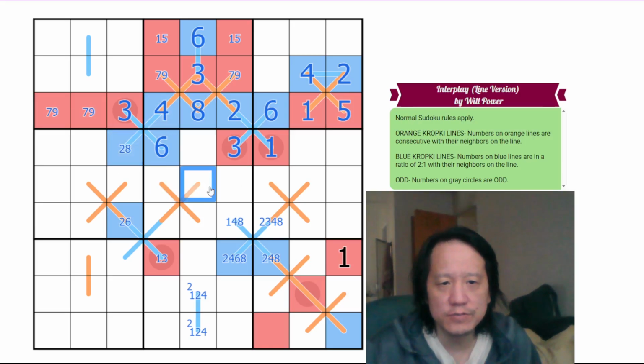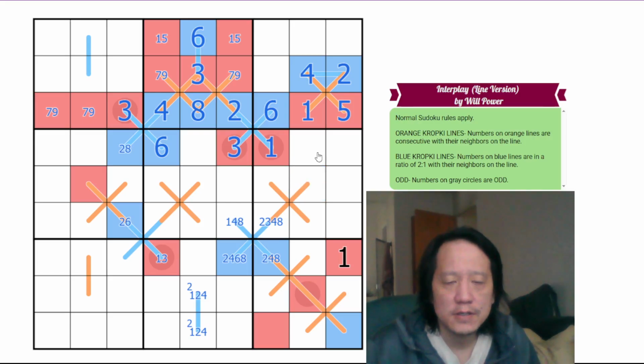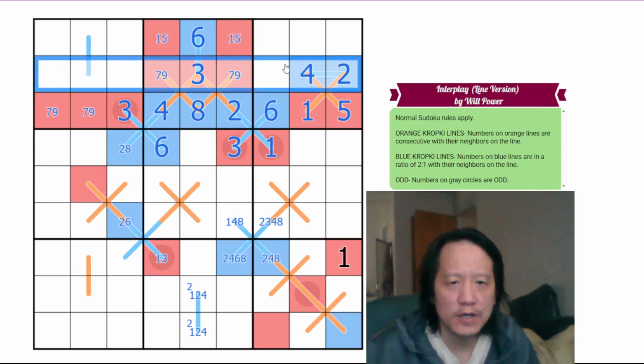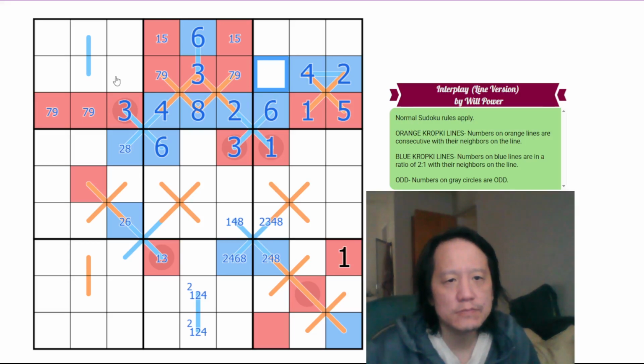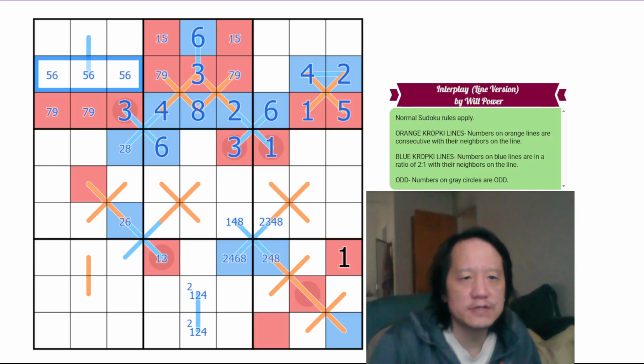4 is still in a 1-to-2 ratio with 2 or 8. This is even, so this must be odd. 5 is here. So therefore, where are 5 and 6 in row 2? They cannot be here. So they have to be one of these. So 5 and 6 are here.